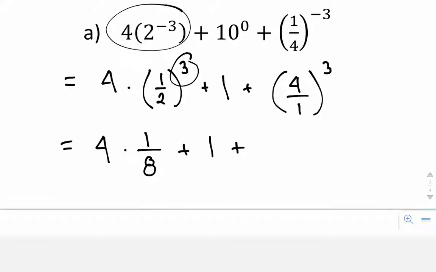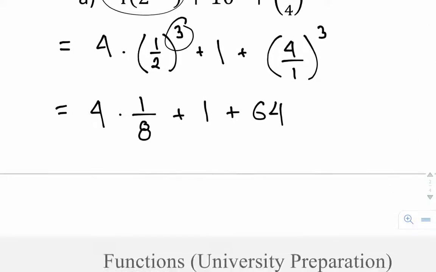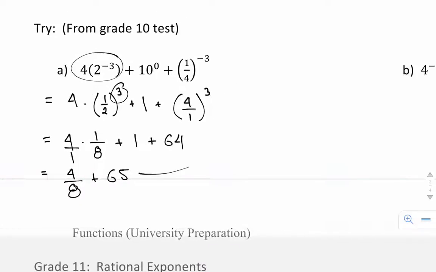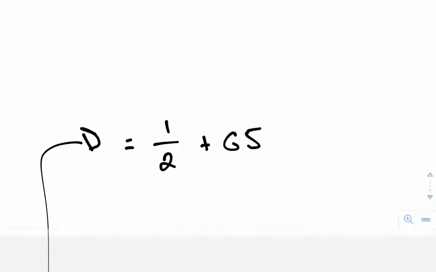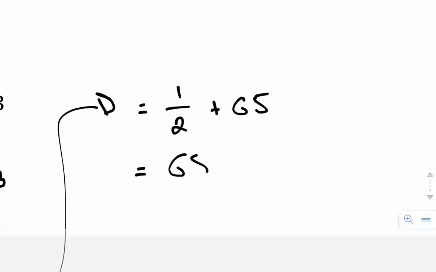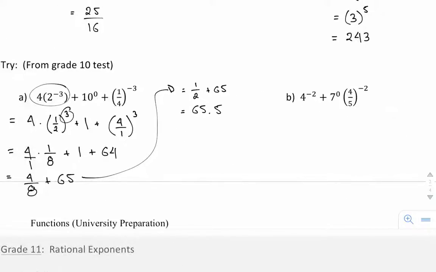4 cubed is 4 times 4 times 4, which gives me 64. And 4 times 1 over 8 becomes, remember that's 4 over 1, so that gives me 4 over 8. 1 plus 64 is 65. And let me bring this a little bit over to the side. And I get 1/2 plus 65, or I'll just write 65.5. Again, I'm writing that as a decimal because it's a terminating decimal, and that's okay. So there is part A.